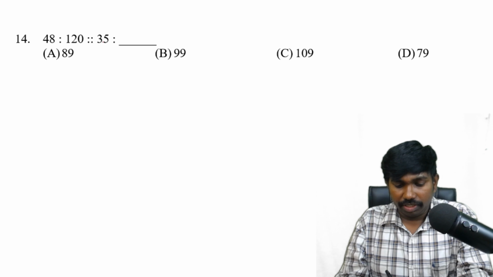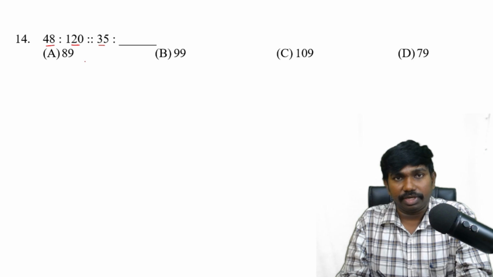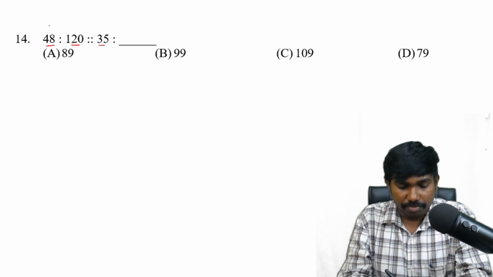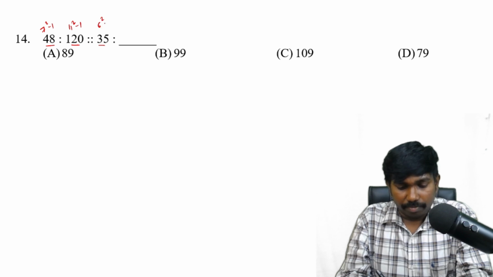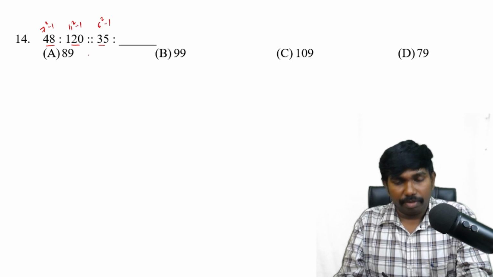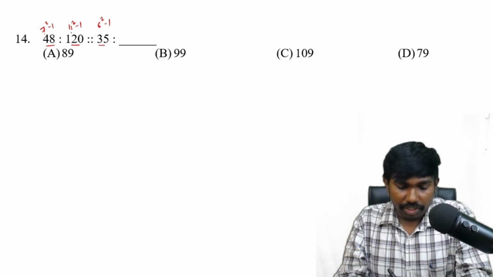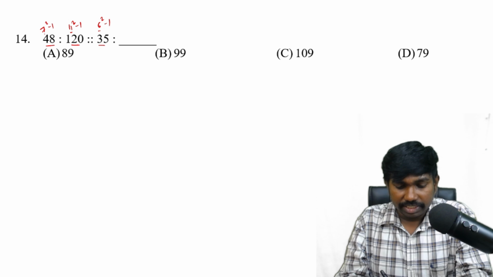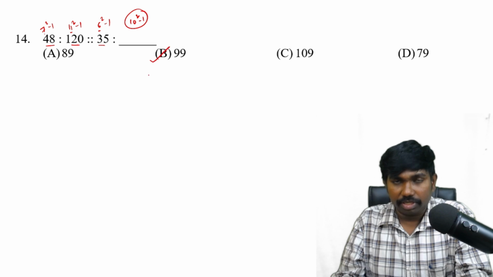Okay. 48, 120, 35 and dash. Again, observe the numbers. They are nearby some special numbers, right? This is nothing but 7 square minus 1, 11 square minus 1, and this is 6 square minus 1. It is okay, but which number we have to take next? 7 plus 4 is 11. Similarly, 6 plus 4 is 10. Answer must be 10 square minus 1. 10 square is 100 and minus 1 is 99.